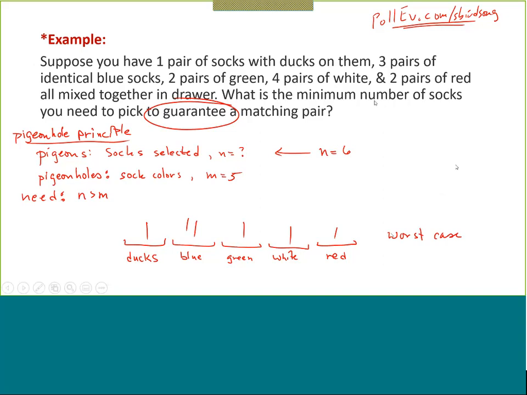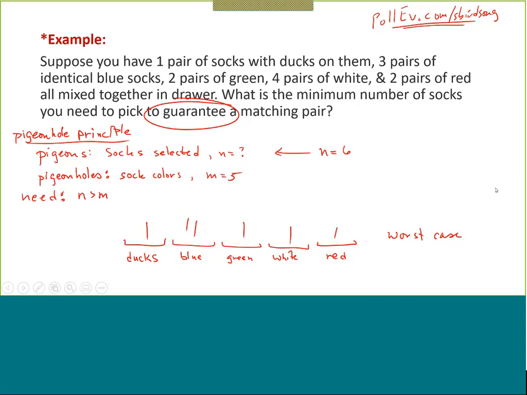Please note, if you're not in the worst case scenario, the first 2 socks you pick could actually be a matching pair, and this is why we have this word guarantee. That's regardless of how you've chosen the socks, which ones your hands actually touched. In all of those situations, best case to worst case, you're always guaranteed these matching pairs. And notice what the extra pieces of information were here. The fact that you had 3 pairs of identical blue socks, or 2 pairs of green socks, or 4 pairs of white socks, that didn't matter. As long as you had at least 2 individual socks of each type, you were good to go here.